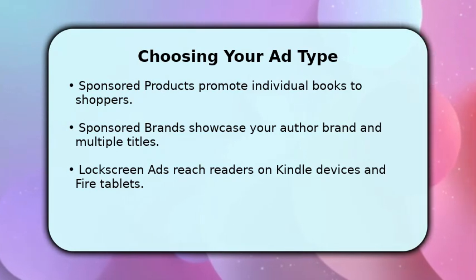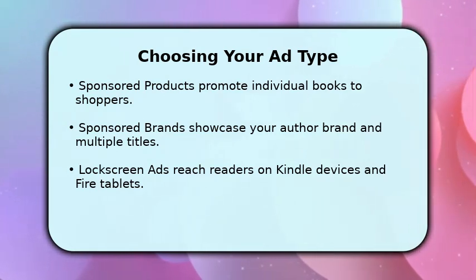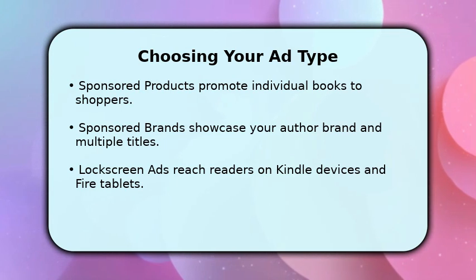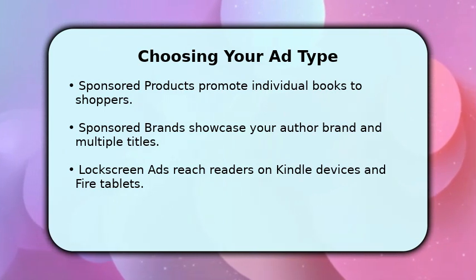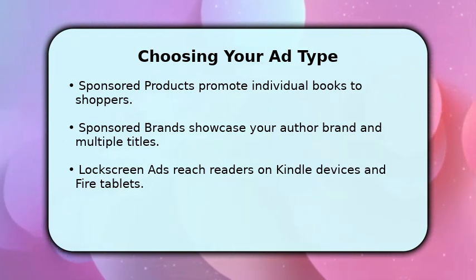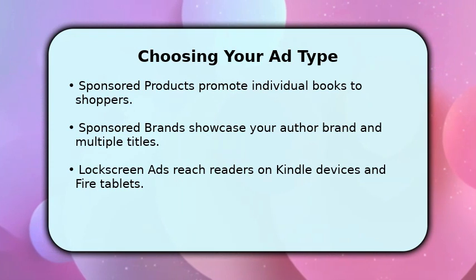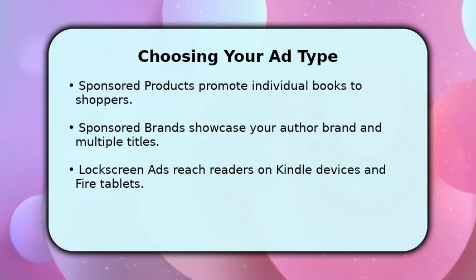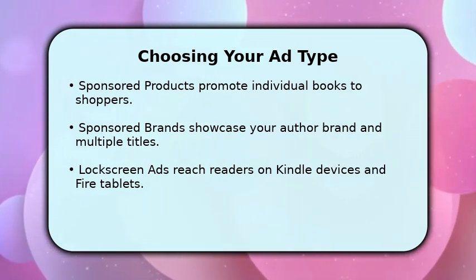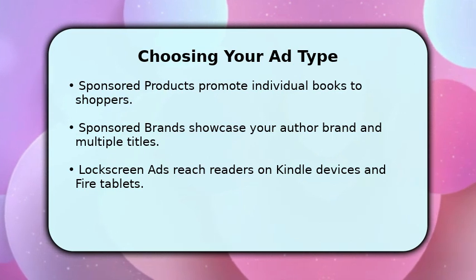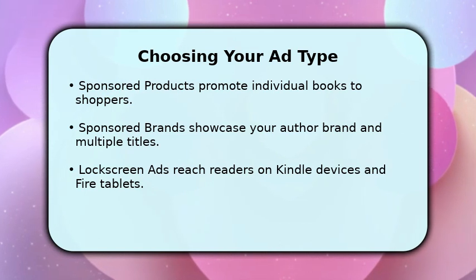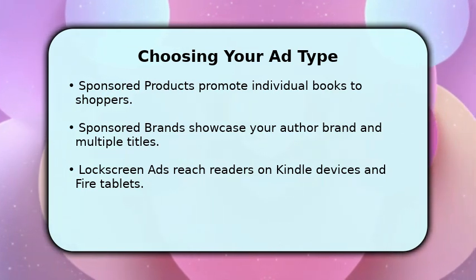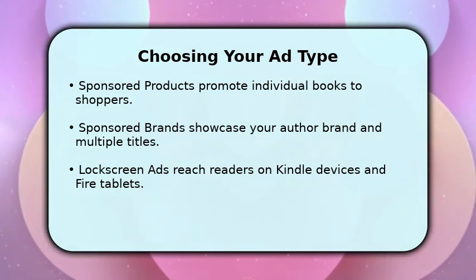Amazon offers 3 primary ad types to help authors. Sponsored products promote individual books directly to shoppers browsing similar titles or categories. Sponsored brands allow you to showcase your author brand and up to 3 books, appearing prominently in search results. Lastly, lock screen ads reach readers on Kindle devices and Fire tablets, offering a unique way to capture attention. Each type serves a distinct purpose, so choose the one that best aligns with your marketing goals.